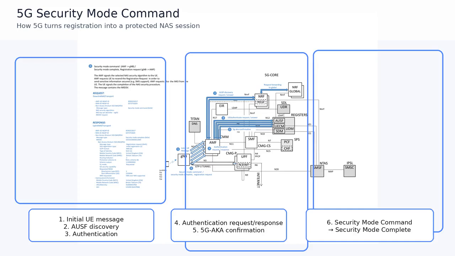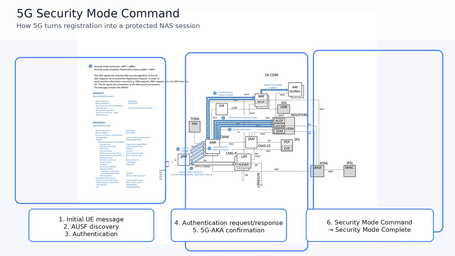In this lesson, we are looking at one specific but important step in the 5G registration flow, the security mode command. It happens after the network has started authenticating the user and before the UE finishes registration with sensitive information. The page you see is a map of that exchange.